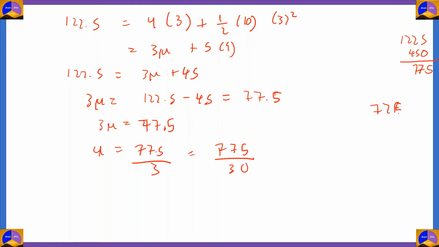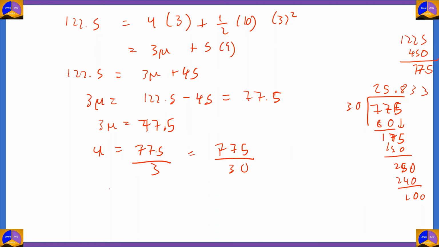So let's do the division. 775 divided by 30. 30 goes into 77 twice. 60, that's 17, and we have 175. 30 times 5 is 150. So we have 25, and then we have a point here, so we get a 0. 30 goes into 250 8 times, so that is 240, and then we have 10. We make it 100, so it becomes 3. The final value of u is equal to 25.83, and so we can approximate u as 26 meters per second. That is the unit of velocity.